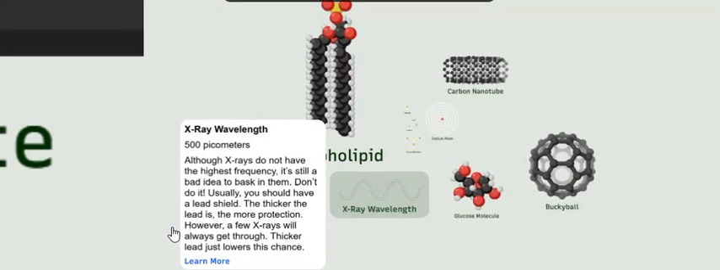X-ray wavelength, 500 picometers. Although X-rays do not have the highest frequency, it is still a bad idea to bask in them. Don't do it! Usually, you should have a lead shield. The thicker the lead is, the more protection. However, a few X-rays will always get through. The thicker lead just lowers this chance, but doesn't eradicate it completely.